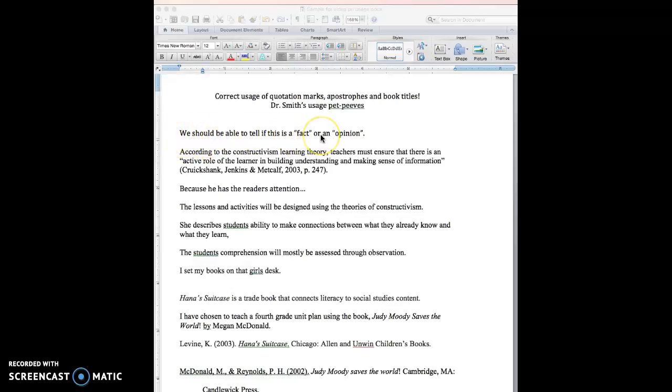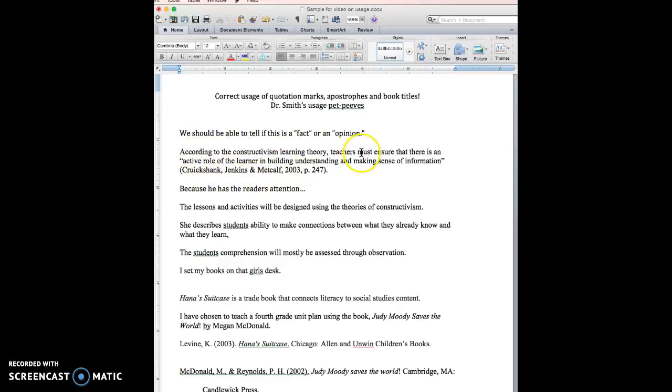Here's the sentence. "We should be able to tell if this is a fact or an opinion." The sentence ends with a quotation mark, and then they put the period after the quotation mark. So the correct formation is to put the period inside the quotation mark, or an exclamation point, or a question mark. All of that goes inside the quotation mark. The only exception to this is when you are quoting someone and then citing them.